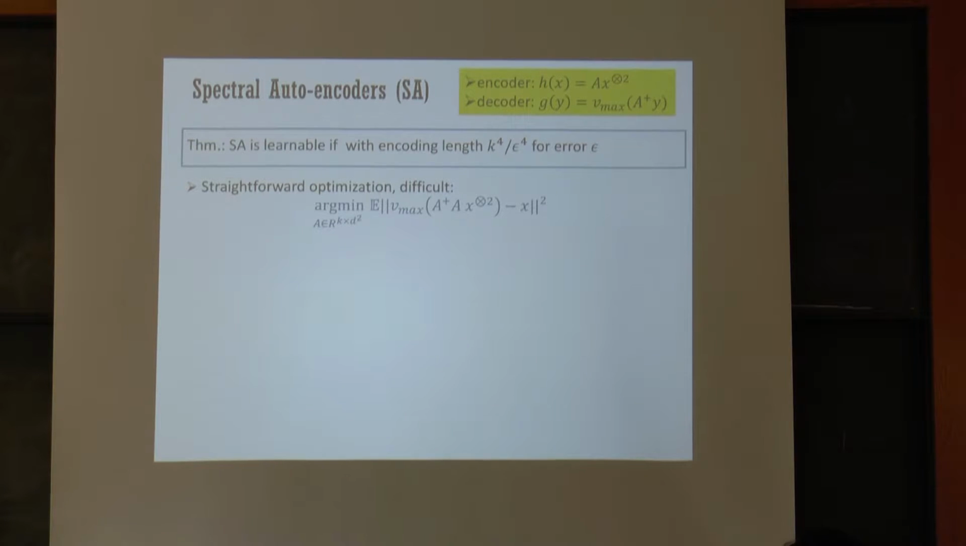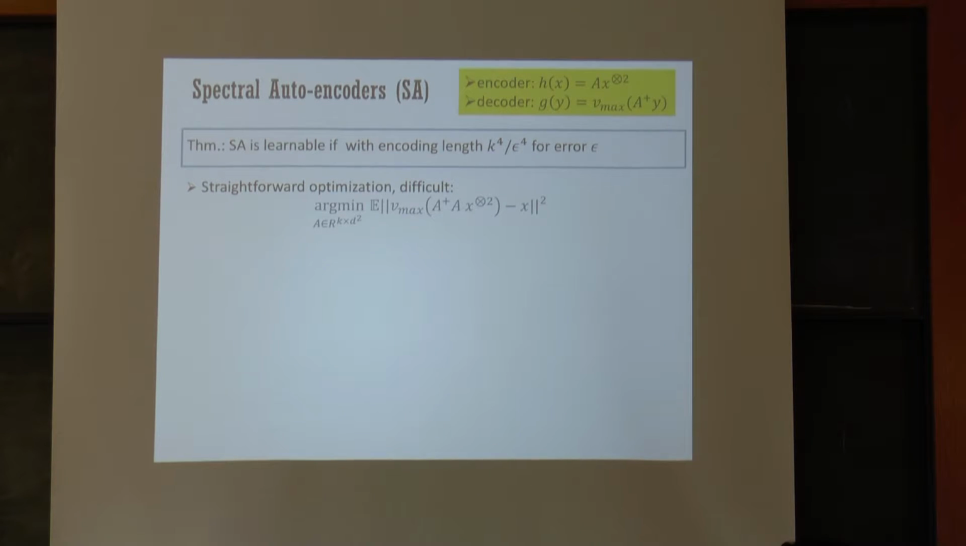So, just to continue on what Elad remarked. If you do the straightforward optimization, you minimize the reconstruction error, Vmax of these whole things minus x, and you optimize over the matrix A. This sounds quite complicated, right? There is this eigenvector operation. It's not even a smooth function. It is a Lipschitz function, but it doesn't even have a second order derivative.